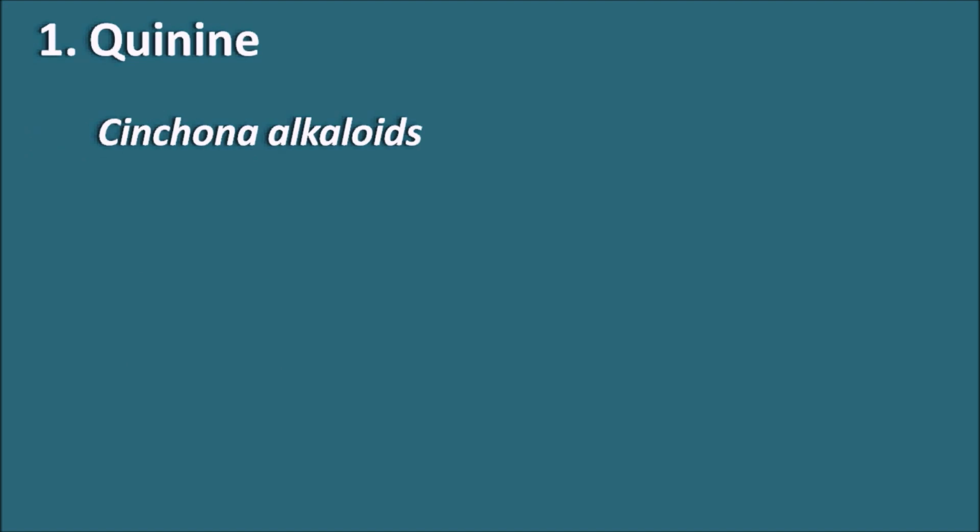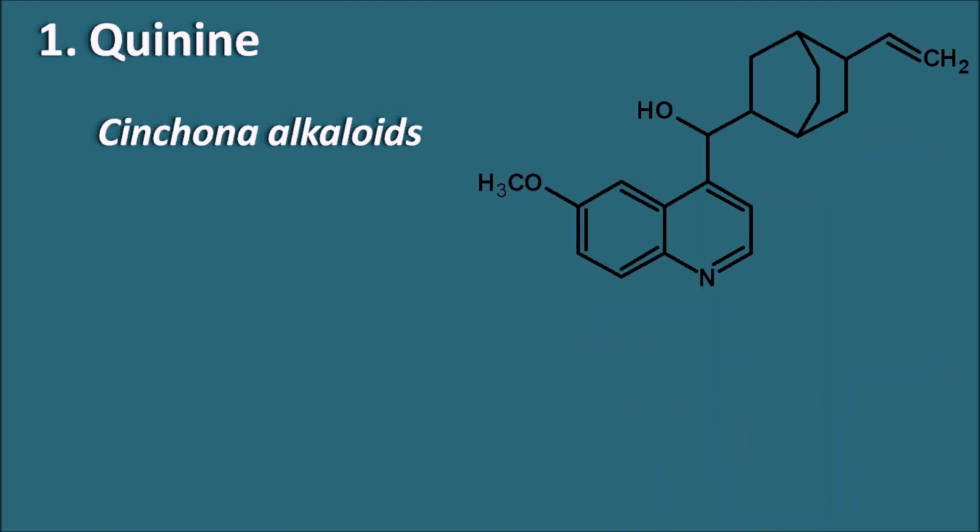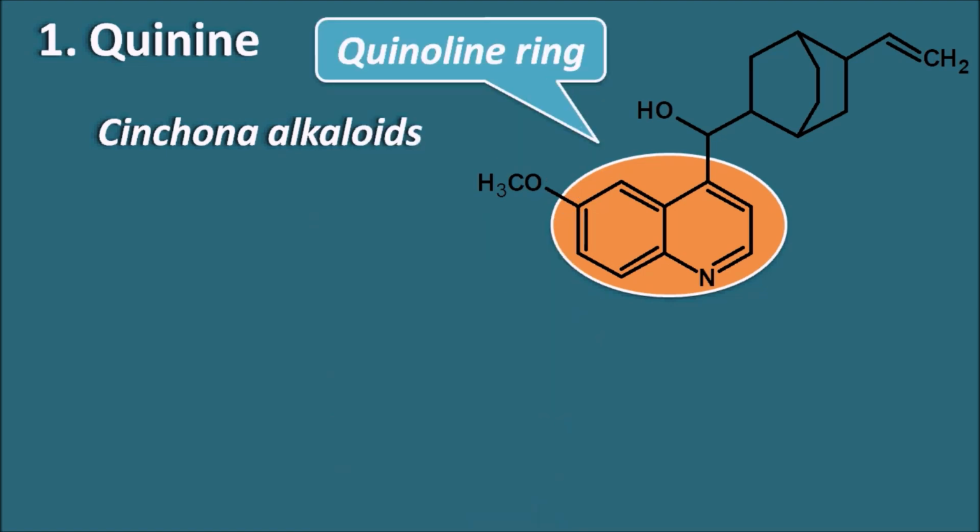Quinine comes from the cinchona alkaloids, and this is the structure of quinine. You can observe that it has a heterocyclic ring system. What is this heterocyclic ring? This is nothing but the quinoline ring system. It is a cinchona alkaloid coming from different cinchona species like Cinchona officinalis, Cinchona succirubra, and many other species, and chemically it belongs to the quinoline alkaloids.